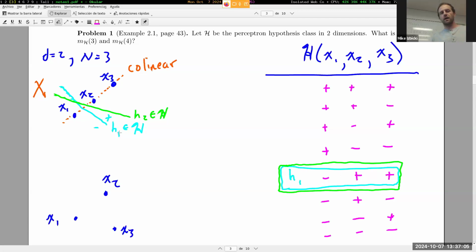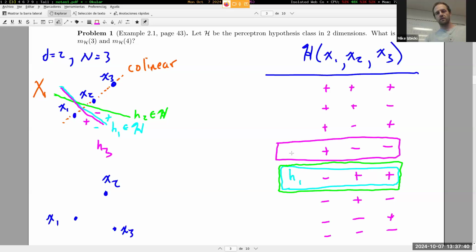Another possible entry in the dichotomy would be the same exact line as H1, but labeling the pluses and the negatives on the opposite side, plus and negative like this. We already used H2, so call that H3. H3 is also contained in the hypothesis class, and now H3 provides a different set of labelings. X1 will be positive, and X2 and X3 will be negative. So we go positive, negative, negative. That's this right here, and that corresponds to H3.